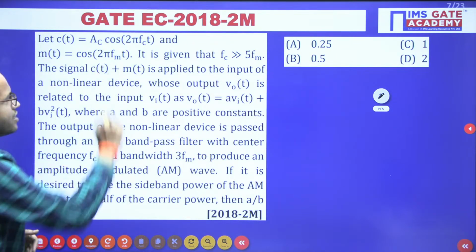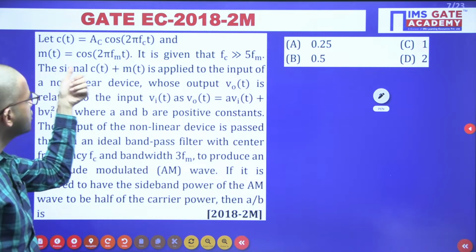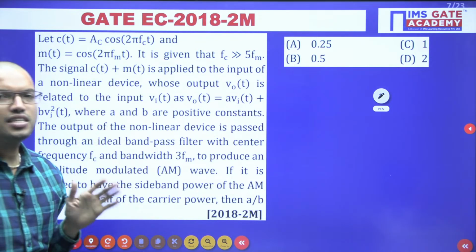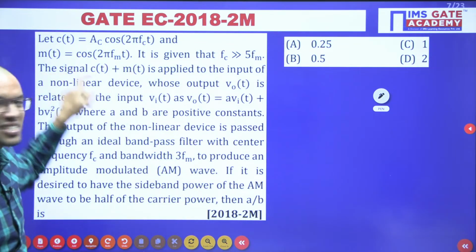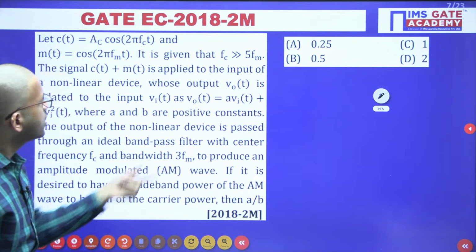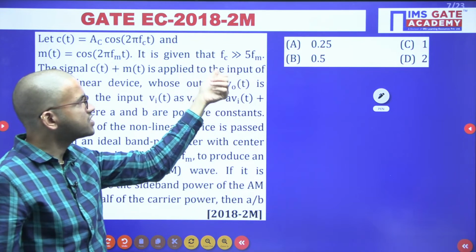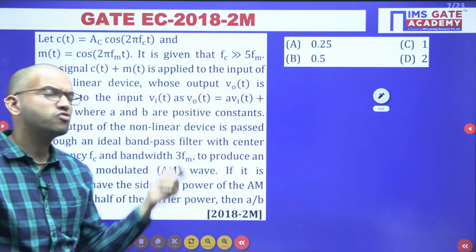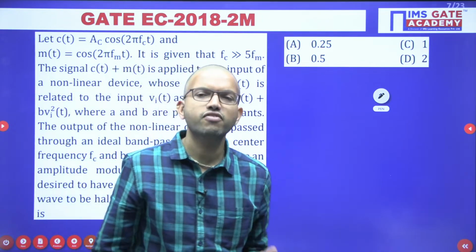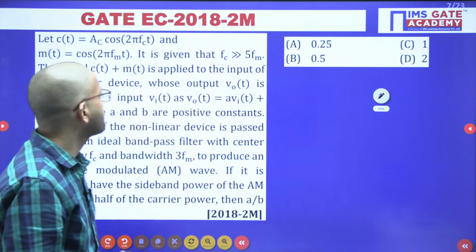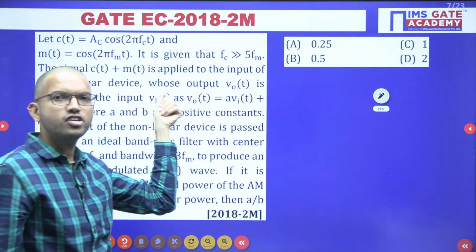Here you have the carrier signal c(t) = Ac cos 2π fc t, and the message signal is given as cos 2π fm t. In general you would have Am cos 2π fm t, but in this case the amplitude of the message signal is 1 volt. Now they have given the relation between the carrier frequency and message signal frequency: fc is far greater than 5 times fm. We already know that the carrier frequency is obviously far greater than the message signal frequency, right?